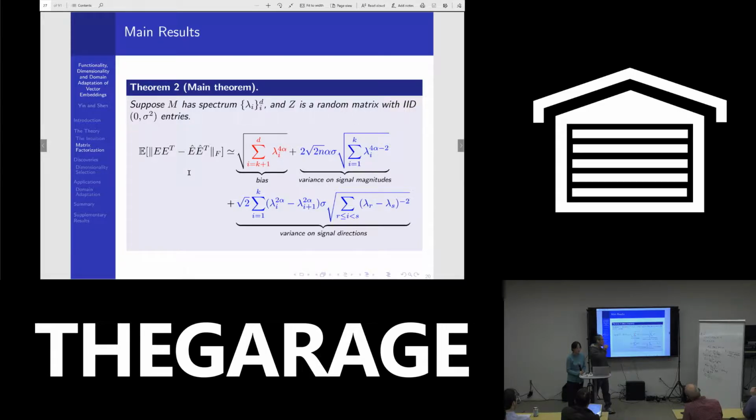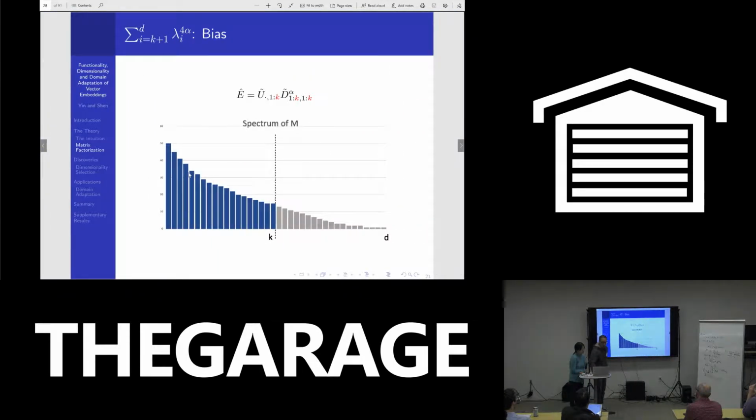Okay, so let's just quickly look into the theorem. The theorem here says if we have this oracle embedding and training embedding as we set up before, then the expected PIP loss between them, where the expectation is taken over the noise Z here, has a bias-variance decomposition. The first part is a bias, and the second two terms are two variance terms. And I believe I have a figure to explain what they are.